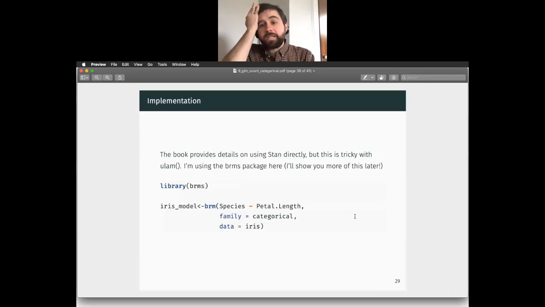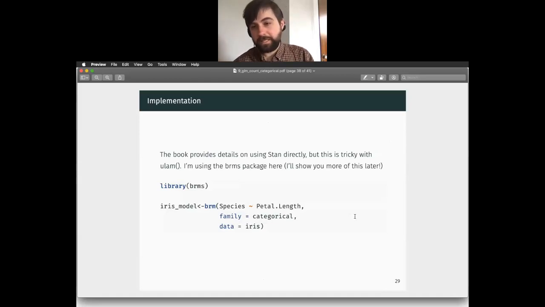So again, the book provides details on using Stan. Using Ulam to do this is possible, but it's undocumented in McElreath's book. I looked for some documentation for how to do it and couldn't find any. So I was like, okay, cool, I'm going to use BRMS.